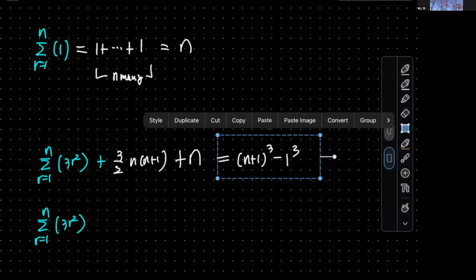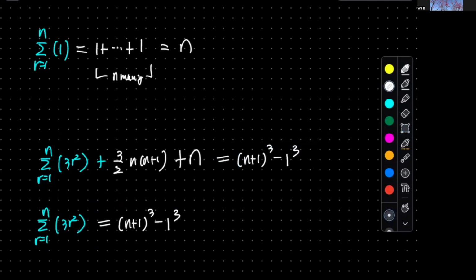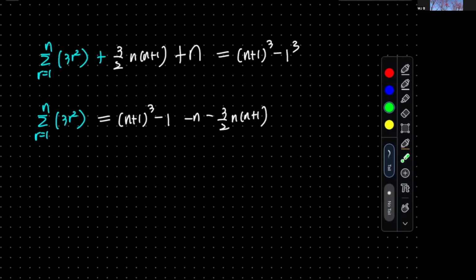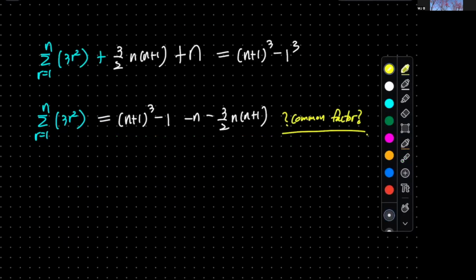So on the right-hand side, I've got this: minus n minus 3 over 2 times n times (n plus 1). And you may argue, then shouldn't we expand? Yes, you could, but the beauty of math is always about the factorization. I want to ask you guys, what will be the common factor to work with in this right-hand side? What common factor would you give, guys, in this question? I will wait. I want everyone please to try.